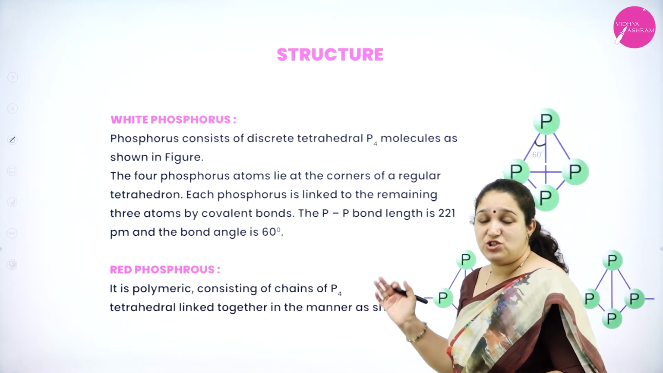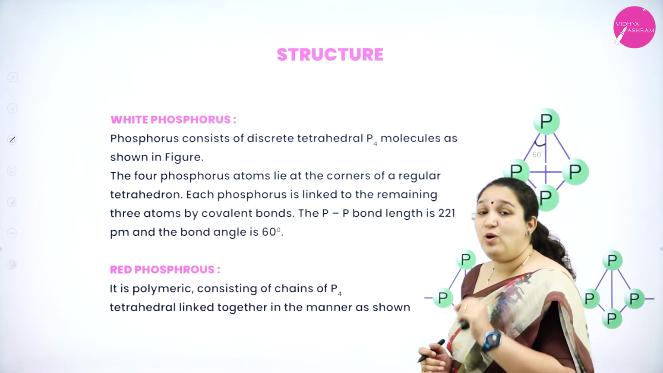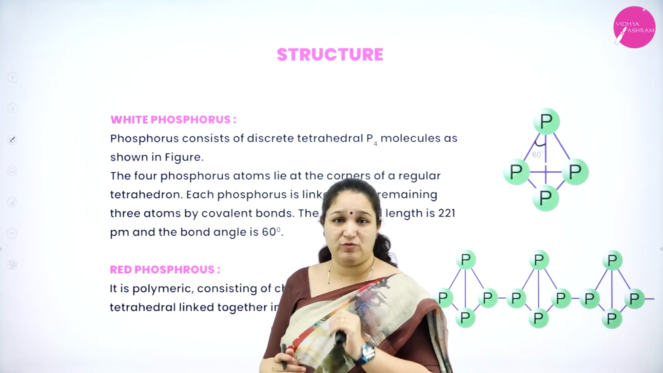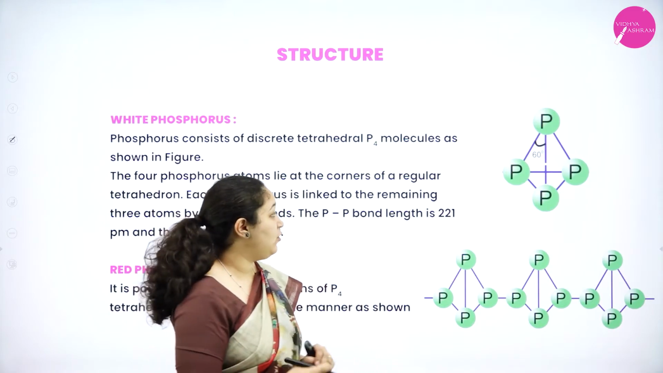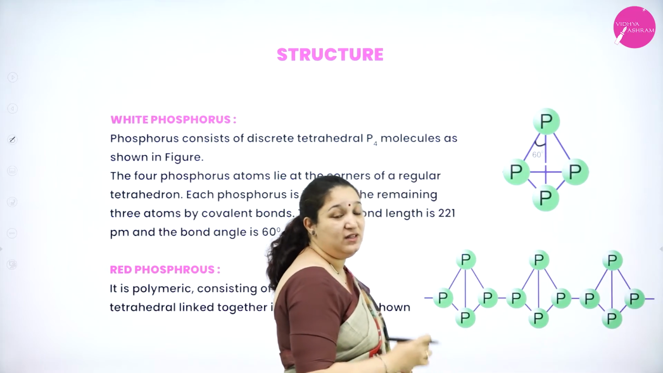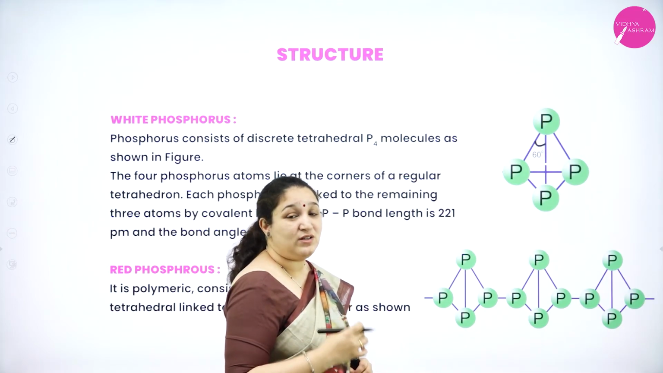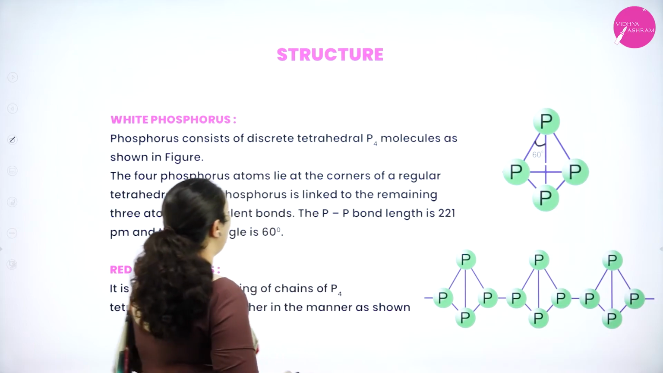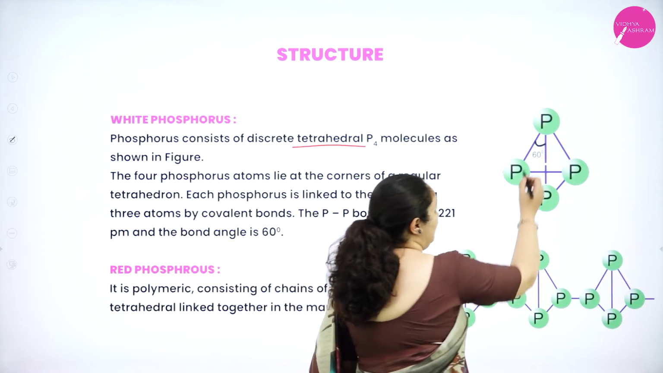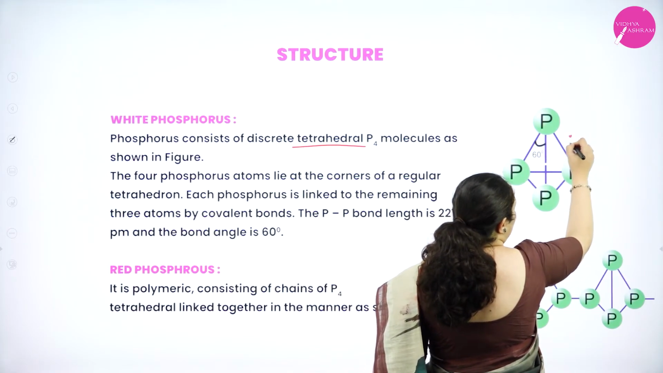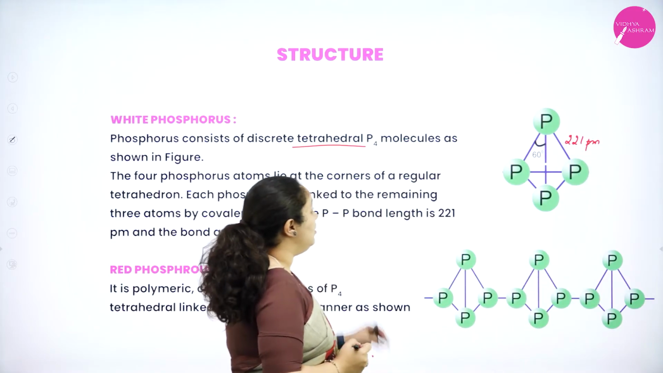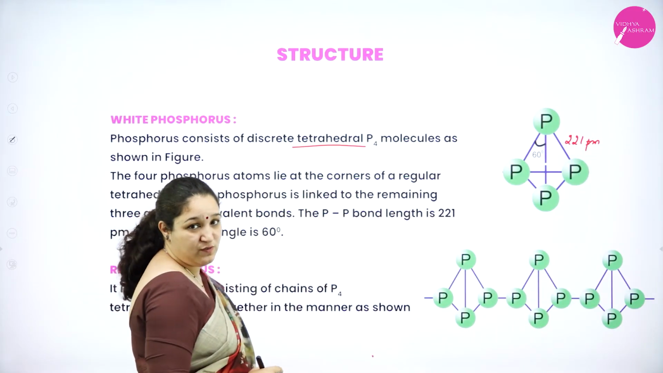Next, we are learning the structure of white phosphorus. I told you every molecule of white phosphorus is made up of 4 atoms of phosphorus, correct? And these 4 atoms of phosphorus are placed at the 4 corners of a tetrahedron. Thus, we say it has a tetrahedral structure. The bond angle is 60 degrees and the bond length is 221 picometer. So, this is the structure of white phosphorus.